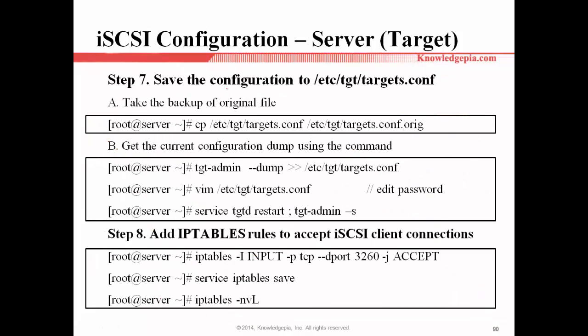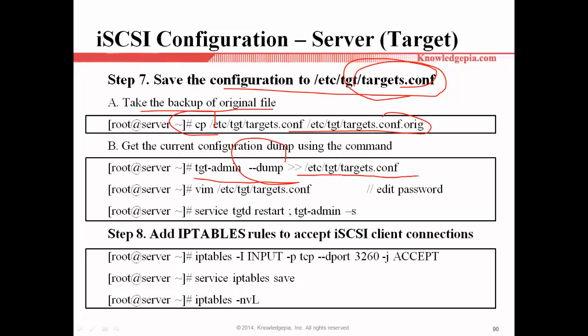Step 7, then save the configuration to /etc/tgt/targets.conf. This is the main configuration file. So at first, make a backup using cp like this, and after that, tgt-admin --dump, then redirect to /etc/tgt/targets.conf. Then all the previous configuration content will be saved in this file. But before we start the tgtd daemon again, we need to configure this file manually, especially your password.